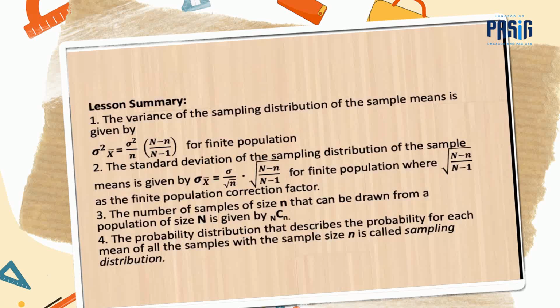finite population correction factor. The number of samples of size small n that can be drawn from a population of size big N is given by big N C small n. And the probability distribution that describes the probability for each mean of all the samples with sample size n is called sampling distribution.